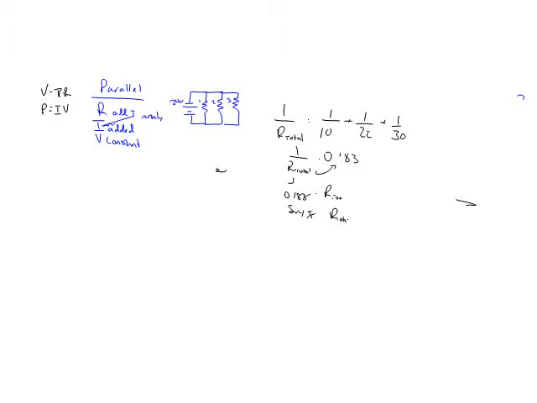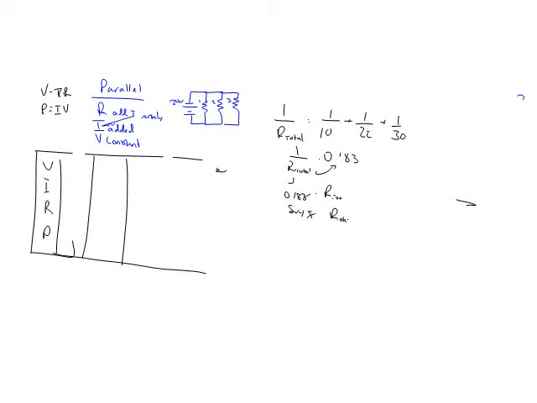So draw your table, V, I, R, P. And there's 3 resistors, so we're going to do 4 columns. 1 for each resistor and then a total.